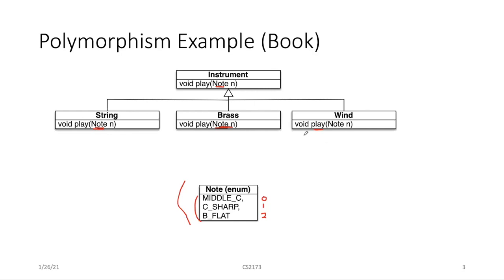But the polymorphism angle has to do with the fact that an instrument class defines this method called play with an argument that's a note, this enum. And so anything that's a subclass of that, such as a string, that's not a Java string, that's like a stringed instrument, like a violin or cello or viola. Brass or wind, again, and the thing to understand too is that as far as Java is concerned, these are just names. These are just names.